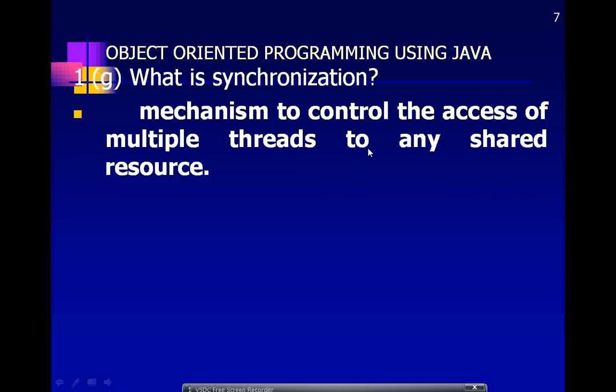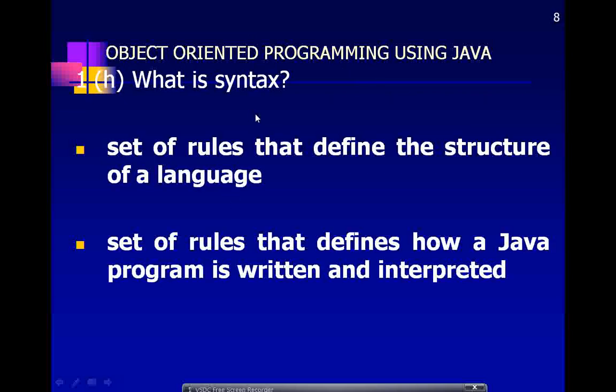What is synchronization? It is related to threads. It is the mechanism for controlling the access of multiple threads to any shared resource. If more than one thread is available, then in order to access a shared resource, it can control that access. Okay, that mechanism is known as the synchronization mechanism. Then question number 1, bit H.